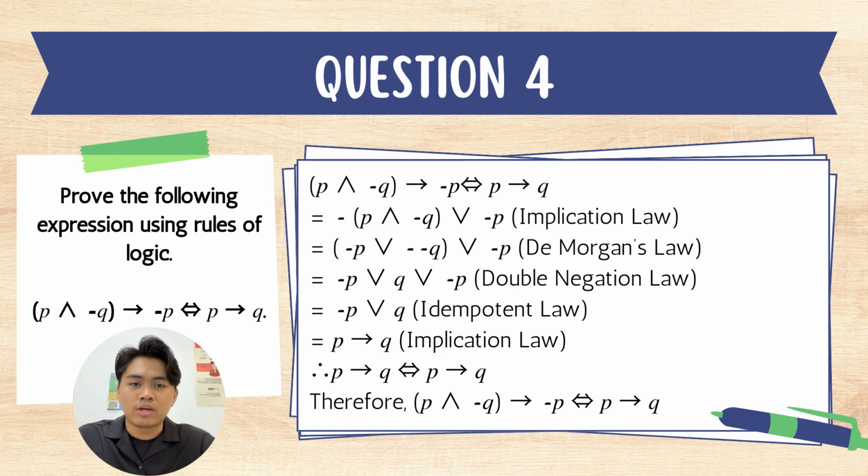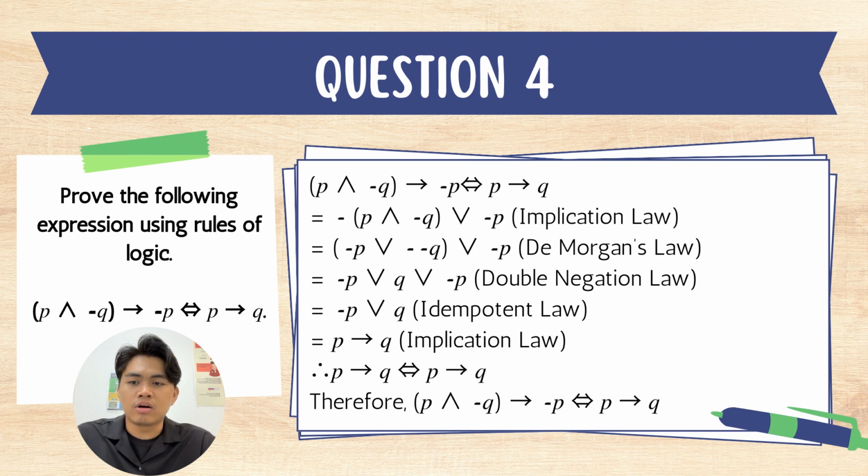Alright, moving on to question 4. The question is, prove the following expression using rules of logic: P and not Q implies not P, if and only if P implies Q. Alright, how to solve this problem? To prove the given logical expression using rules of logic, we start with the expression: P and not Q implies not P, if and only if P implies Q.